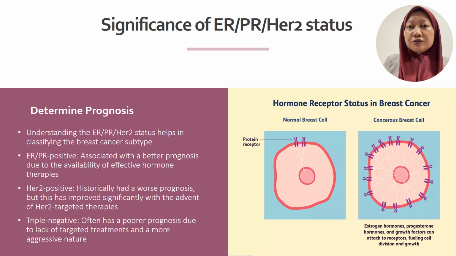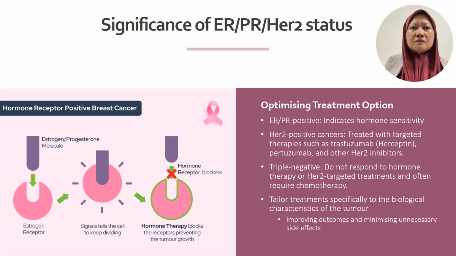On the other hand, triple-negative breast cancer often presents a greater challenge. Why? Because this cancer lacks ER, PR, and HER2 receptors, making it more aggressive and limiting the available treatment options. As a result, triple-negative breast cancer tends to have a poorer prognosis as compared to other breast cancers.